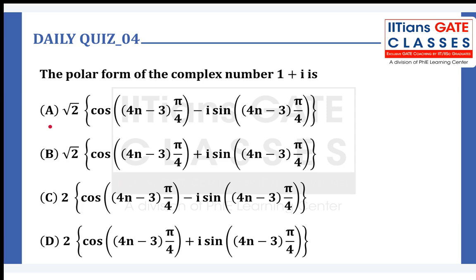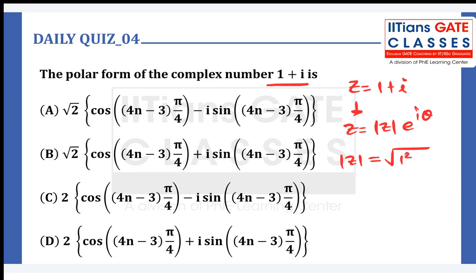Okay, so the next question is the polar form of the complex number 1 plus I. So you have 1 plus I as the complex number. Polar form means you are supposed to write this as mod of z into e power I theta. Okay, so from here you can see mod of z will be the square root of 1 square plus 1 square, so that is square root of 2. Okay, and then you can eliminate options C and D right here itself.